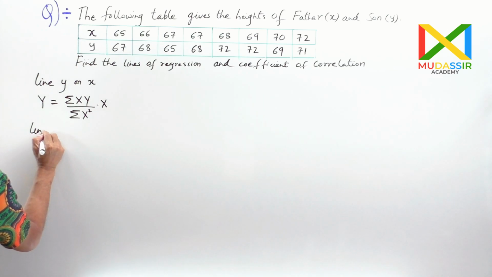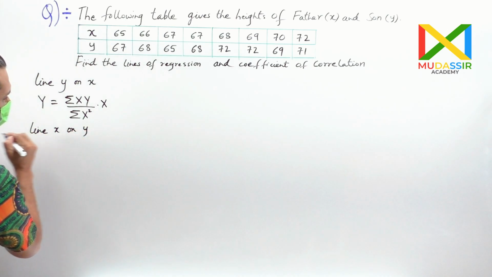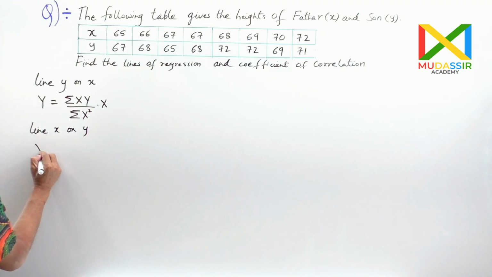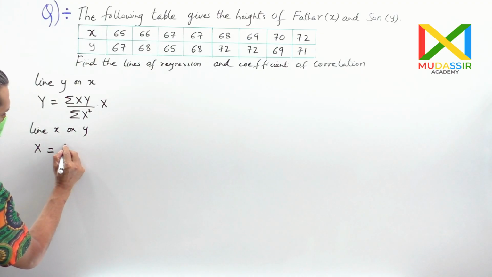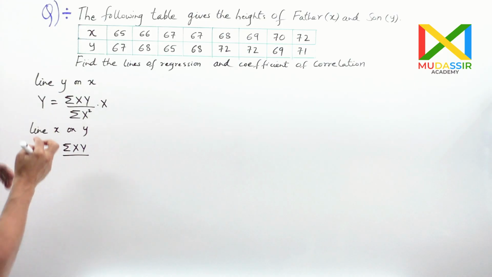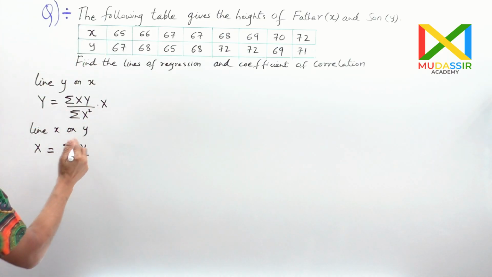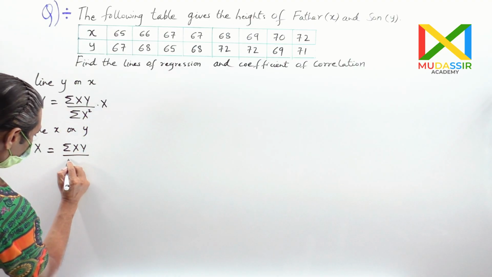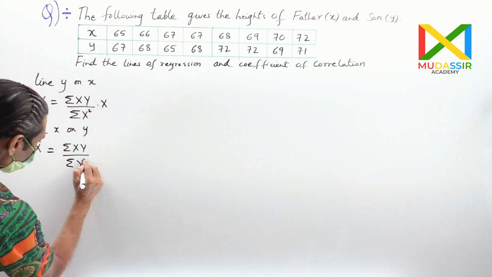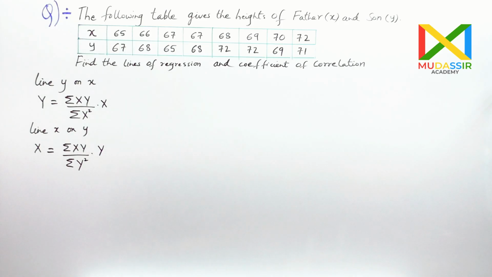And the second line: two lines, line y on x, the other is line x on y. The line x on y is given as capital X equals summation capital XY upon summation capital Y squared, into capital Y. For line y on x it is the sum of X squared into X, and for x on y it is the sum of Y squared into Y. That's it. Two simple equations.